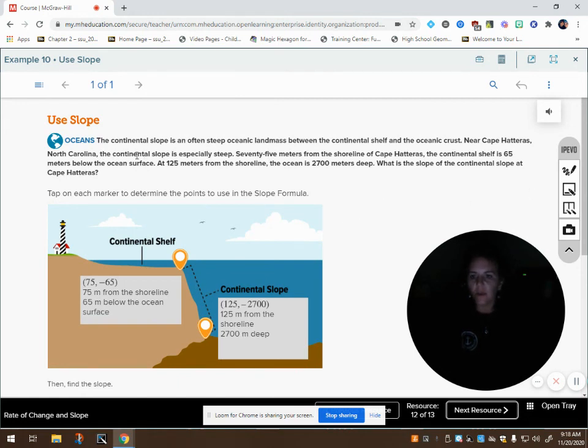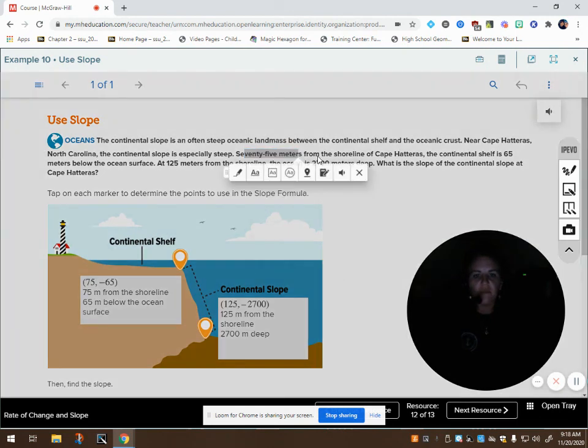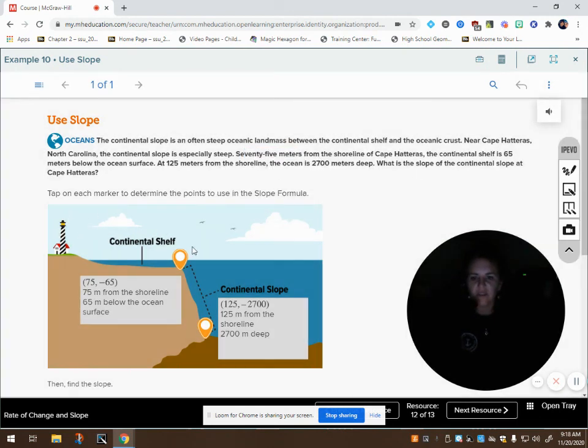It says the continental slope is especially steep. 75 meters from the shoreline, the continental shelf is 65 meters below the ocean surface. That's still pretty deep. Probably not going to let your kid be swimming out that far anyway. At 125 meters from the shoreline, the ocean is 2,700 meters deep. Whoo, that's deep. What is the slope of the continental slope? What is the slope of this drop-off at Cape Hatteras?